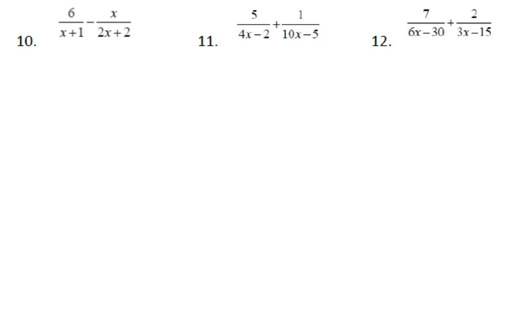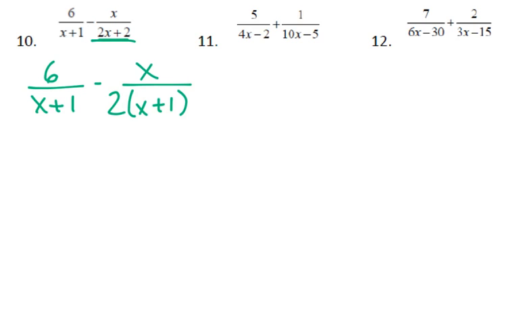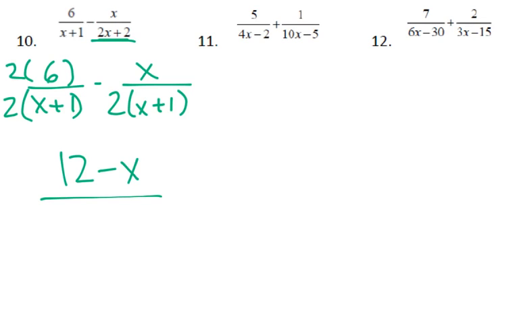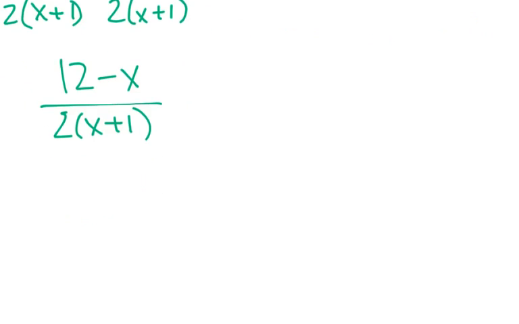Now, on these ones, if I look at this one, we already just kind of realized that it's 2 times x plus 1. So, the only thing I need to do to get these denominators the same is multiply the left one by 2. So I end up with 2 times 6, which is 12 minus x, over 2 times x plus 1. I can't simplify anything out of that, so I could just rewrite it, leave it like that, or I could turn it into this. Either one of those would work.